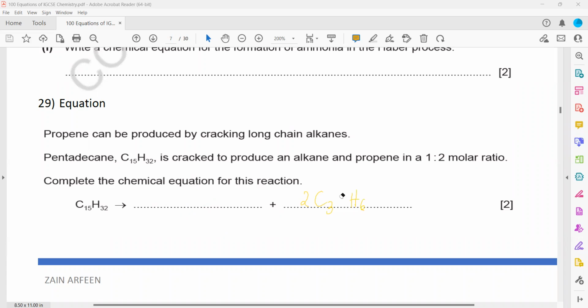If 2 molecules of propene are produced, how many carbon atoms are there? Out of 15, you're using 6. So how many carbon atoms are there for the alkane? It won't be 12. Why can it not be 12? Because it is 2 multiplied by 3, so 6 are there. Out of 15, 6 are already used here. So it will be C9.